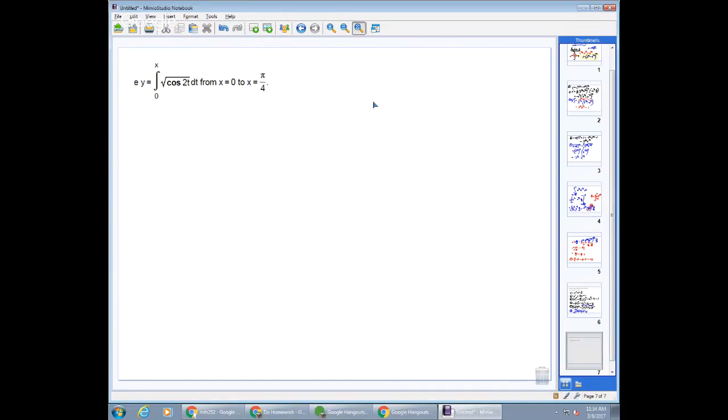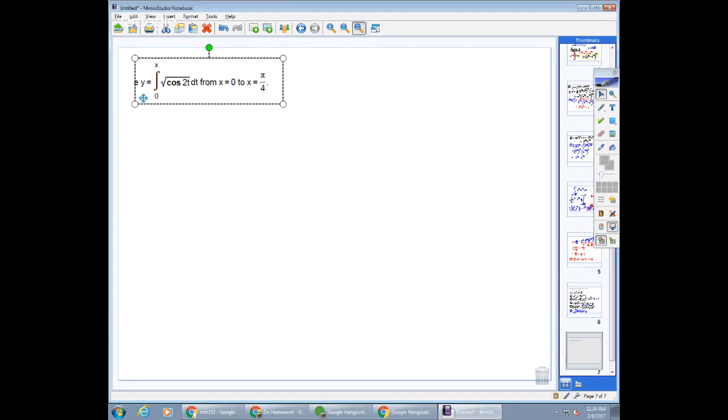All right. So here they're defining my function as an integral, and integrals can be functions, right? Even if I can't find an antiderivative, it can still exist and be a function, as long as the integrand is mostly continuous. And the square root of cosine of 2t is totally continuous from 0 to pi over 4. I can guarantee you that. All right, so first step is to find y prime.